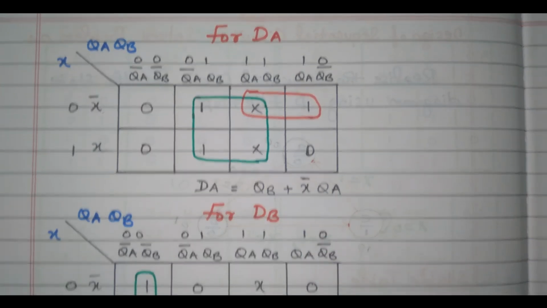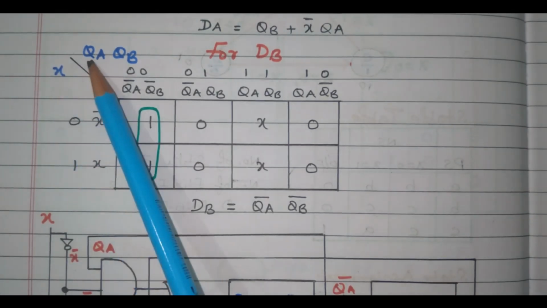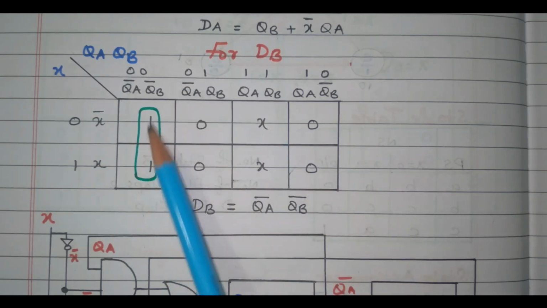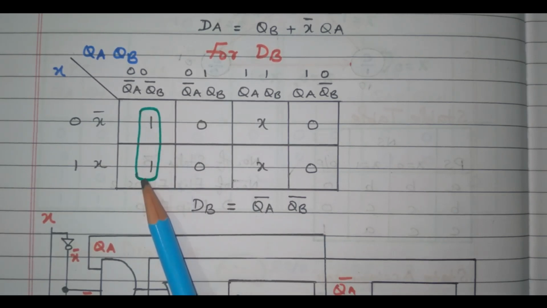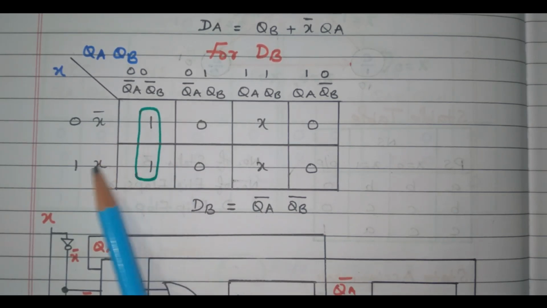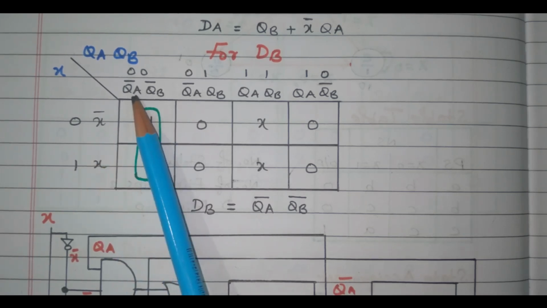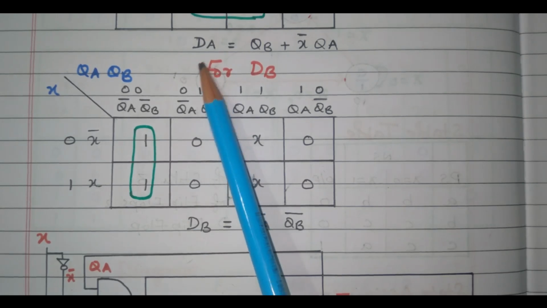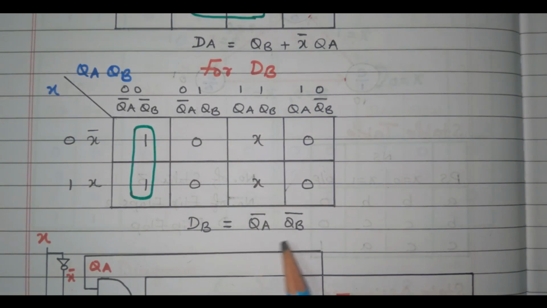Similarly, we can go for DB. For DB, the same inputs: X, QA, QB, X bar and X, and 4 combinations. There are 2 ones available and 2 don't care conditions available. So only these 2 are grouped together. While grouping, the corresponding row got cancelled. X bar and X cancel. Only we have the corresponding column, QA bar QB bar. So the DB equals QA bar QB bar. Now we have the expressions: DA equals QB plus X bar QA, and DB equals QA bar QB bar.